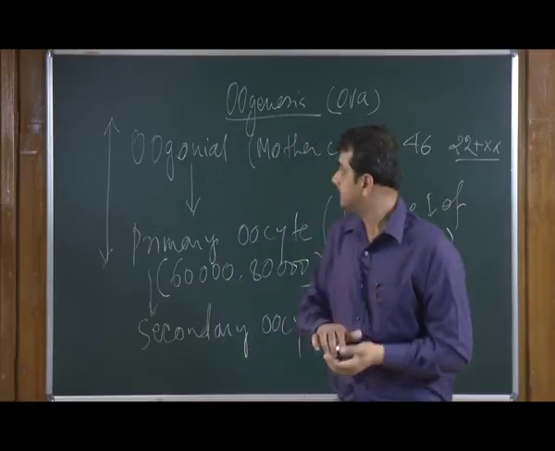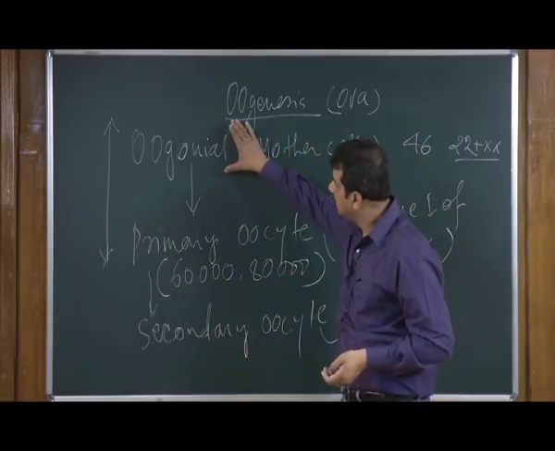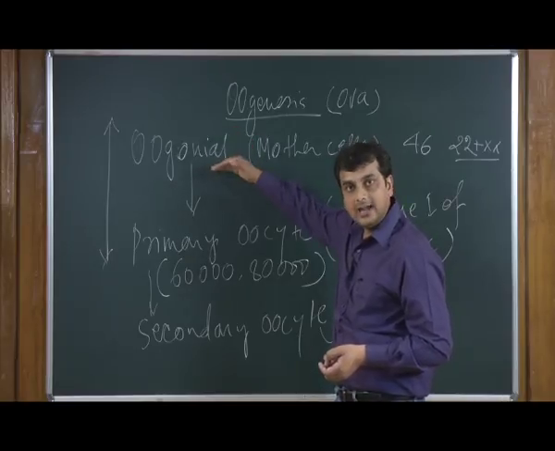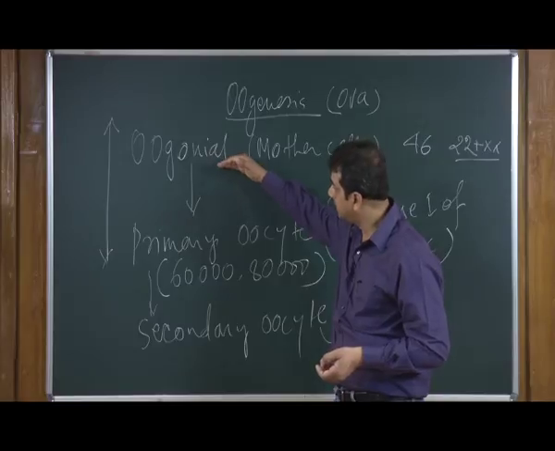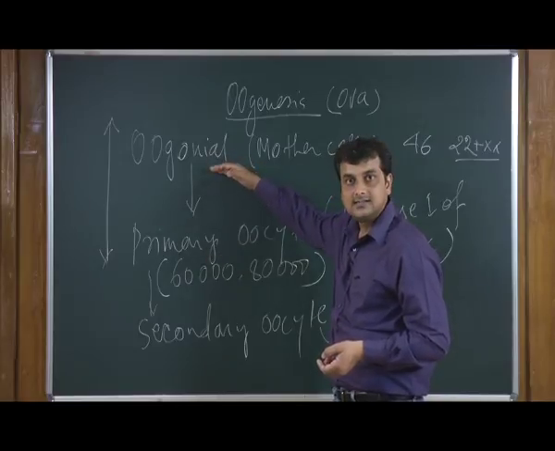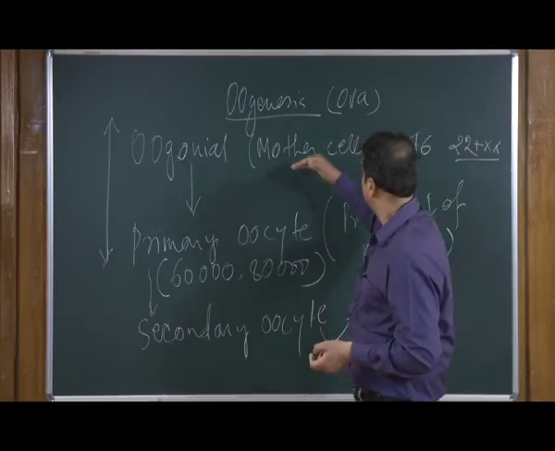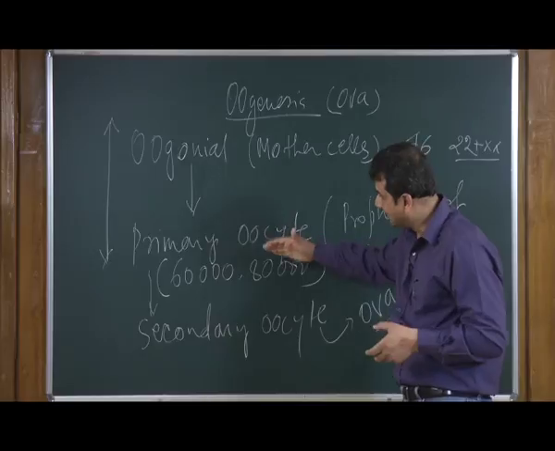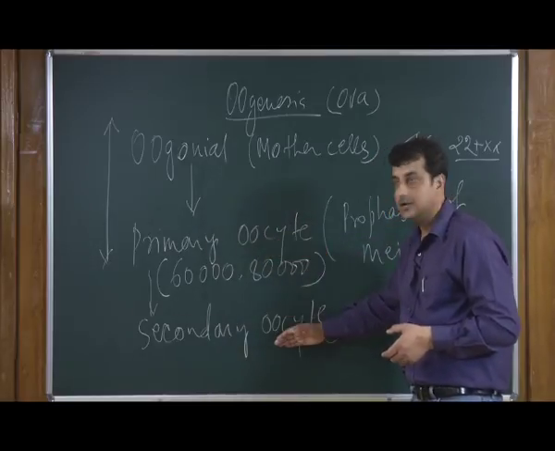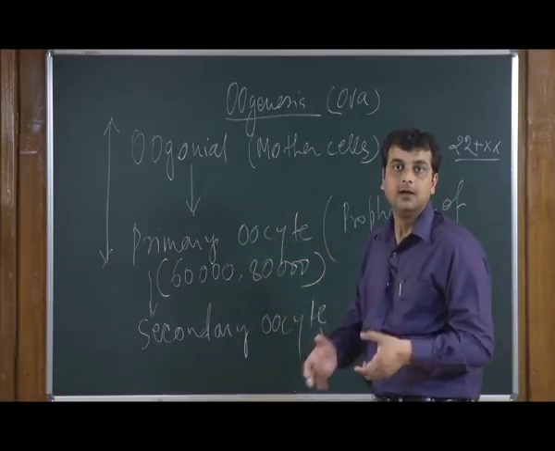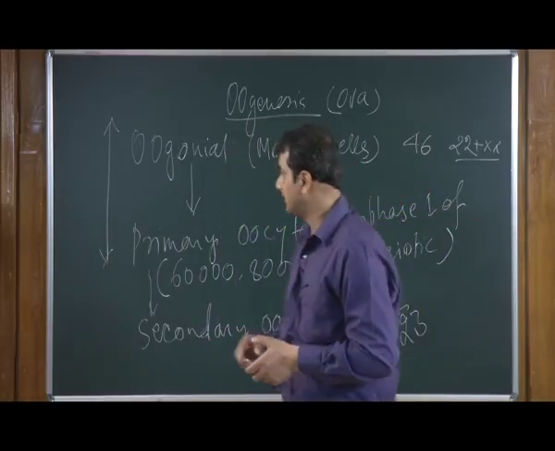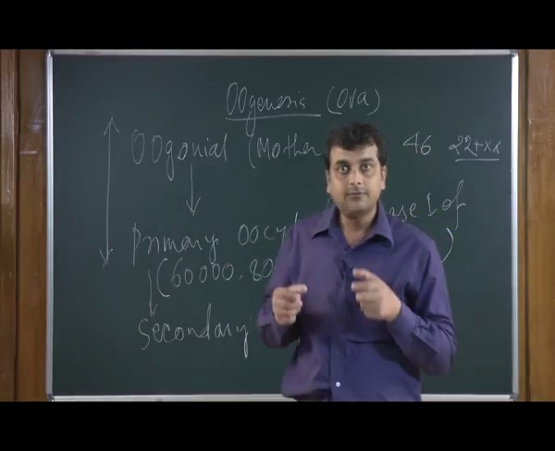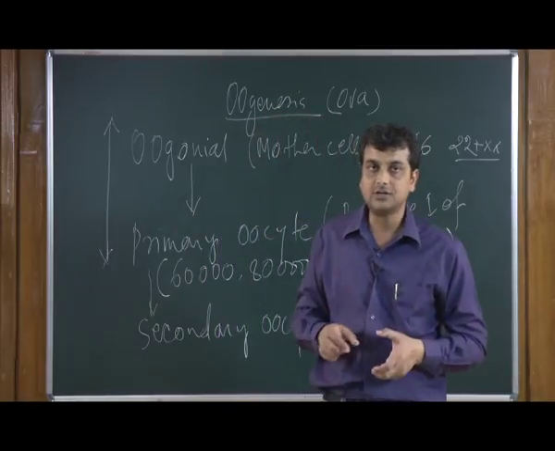But the bottom line is we have the mother cell, the oogonial cell, that remains as such right from birth, and there will be no addition of oogonial cells after birth. These oogonial cells are converted into primary oocytes and remain as such in prophase 1 of meiosis, and later on this primary oocyte is converted into a secondary oocyte and mature ovum at the time of puberty in females. We will try to understand this in the form of a slide presentation.